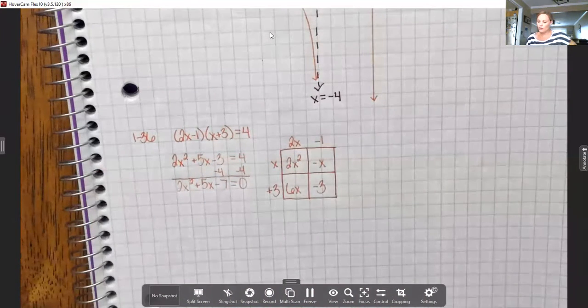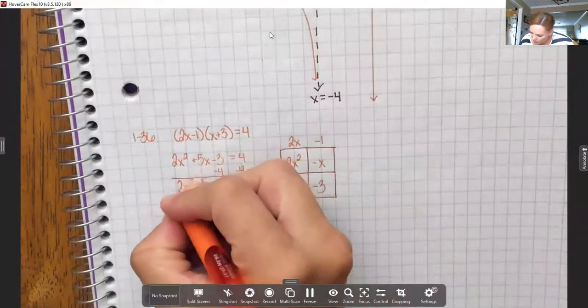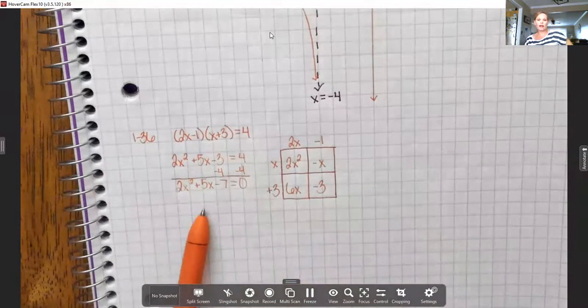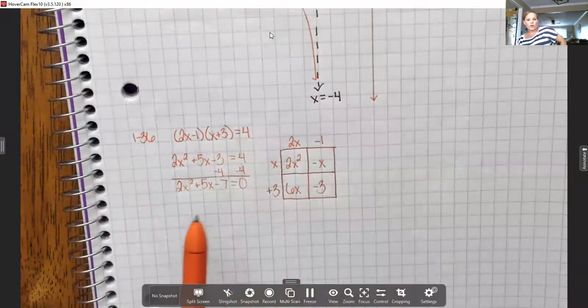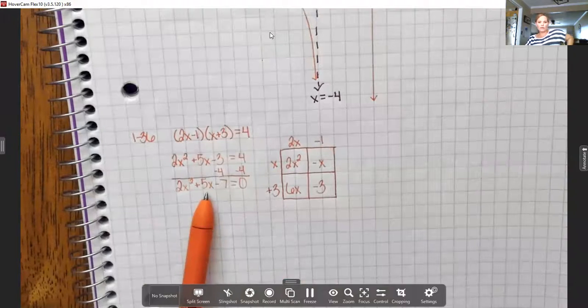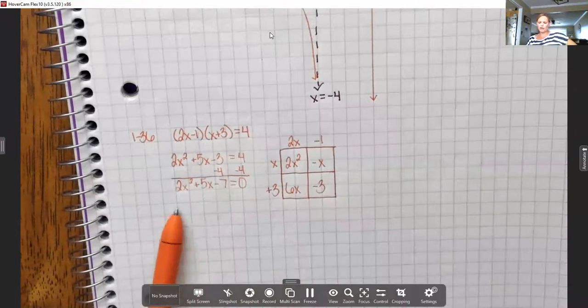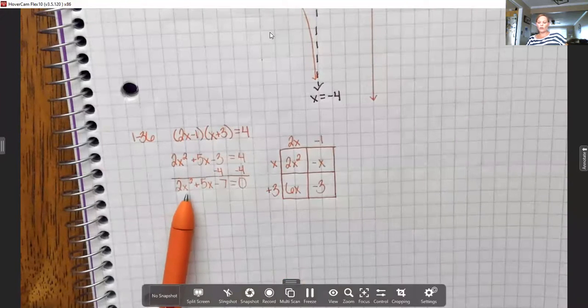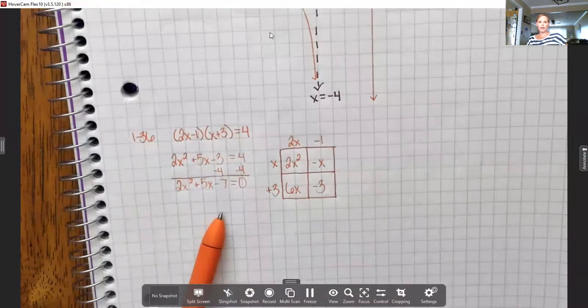And now you can use one of those 3 methods from yesterday. You can try to factor it. I believe this is factorable. You can complete the square. This one's tricky though because our a value isn't 1, and we didn't review that yesterday. Or you can use the quadratic formula.